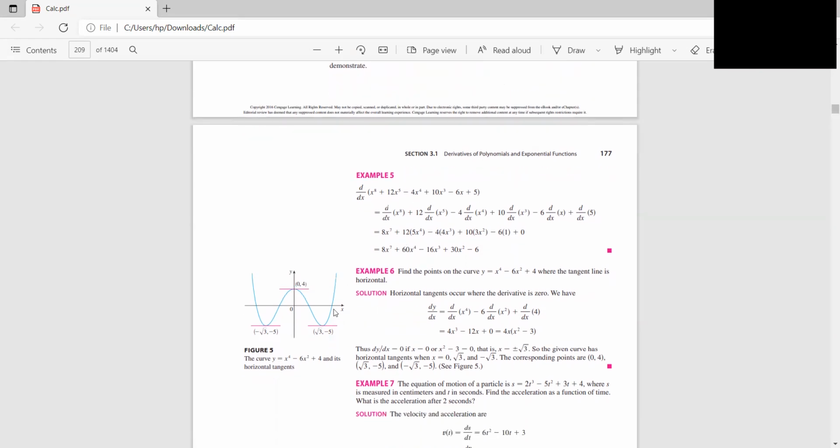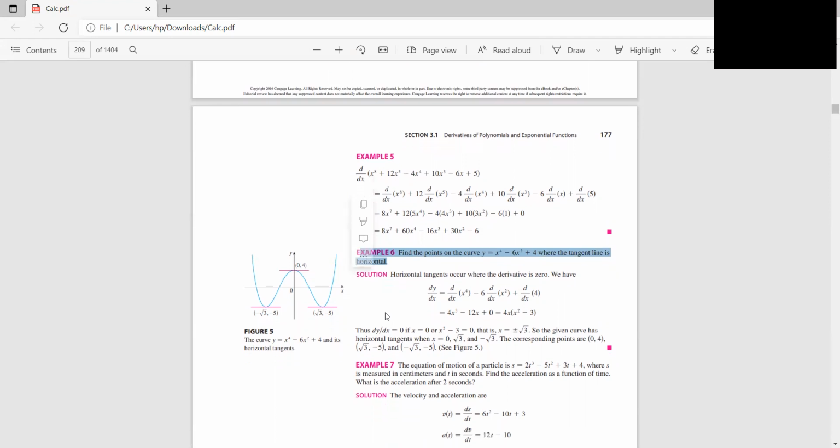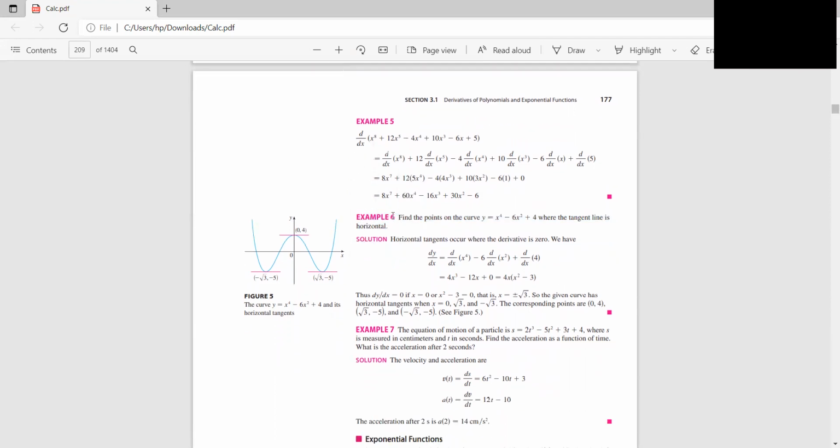Yeah, correct. So moving to question number 6. This is actually a simple question, but we need to understand what it is asking. Find the point on the curve y equals x4 minus 6x squared plus 4, where the tangent line is horizontal. Okay, so we have been given this function. The curve graph for this function is given to us in figure number 4. And it's asking that we have to find a point on the curve where the tangent line is horizontal.